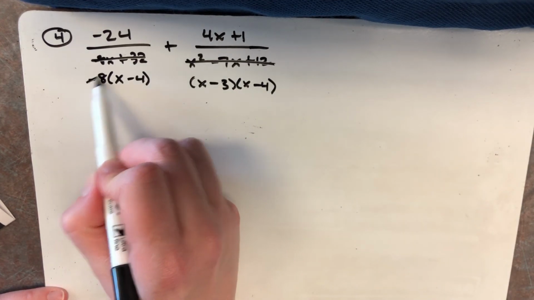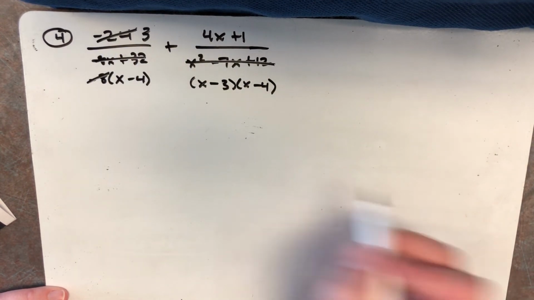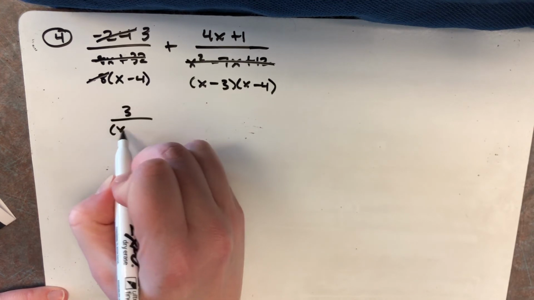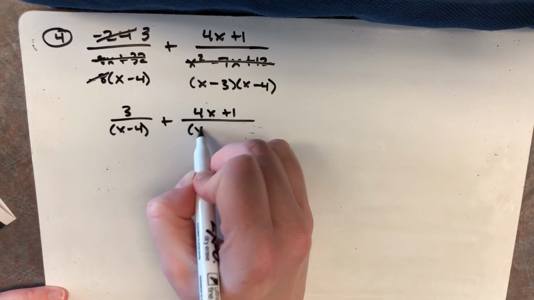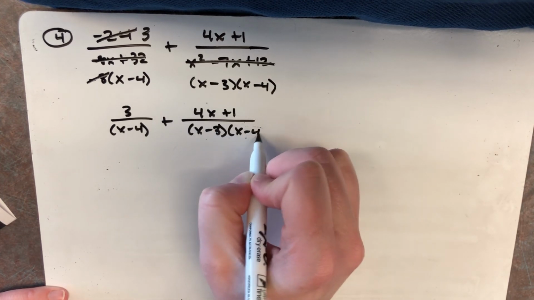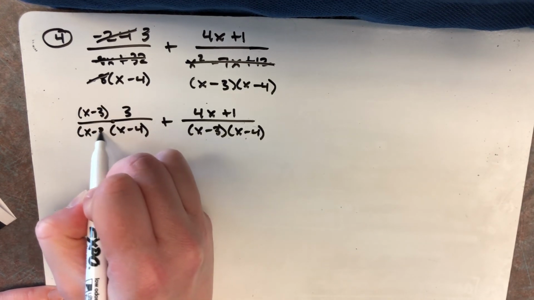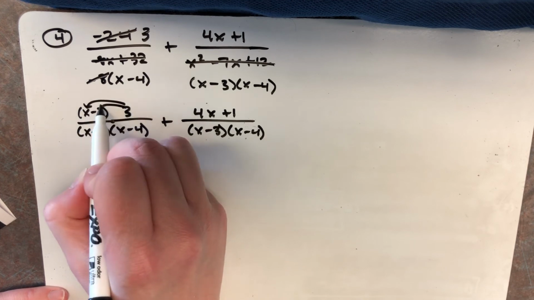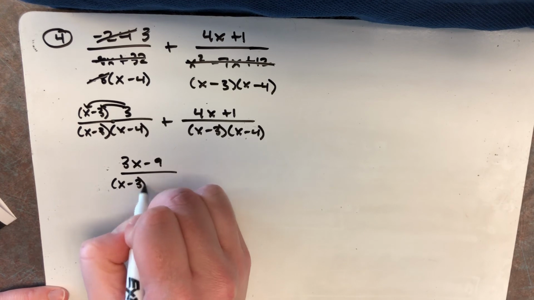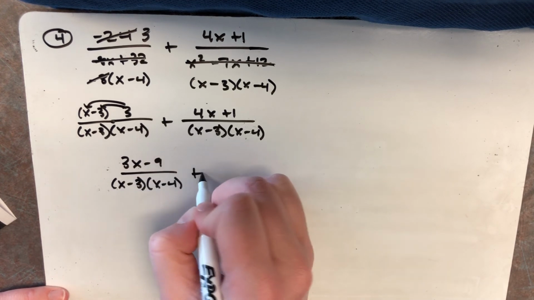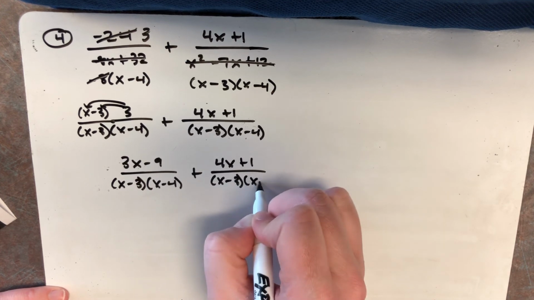I know that negative 8 goes into negative 24 3 times. 8 times 3 is 24. So I have 3 over x minus 4. And I'm adding 4x plus 1 over x minus 3 times x minus 4. This fraction is missing the x minus 3. So if I multiply that, I'm going to distribute this because I'm going to have to combine them at the end. So I get 3x minus 9 over x minus 3 times x minus 4. And I'll be adding 4x plus 1 over x minus 3 times x minus 4.